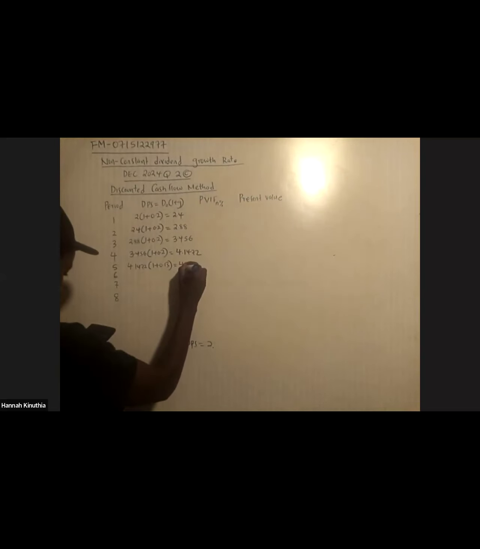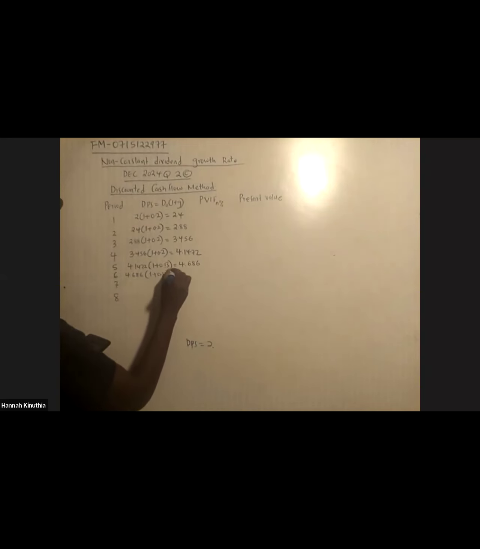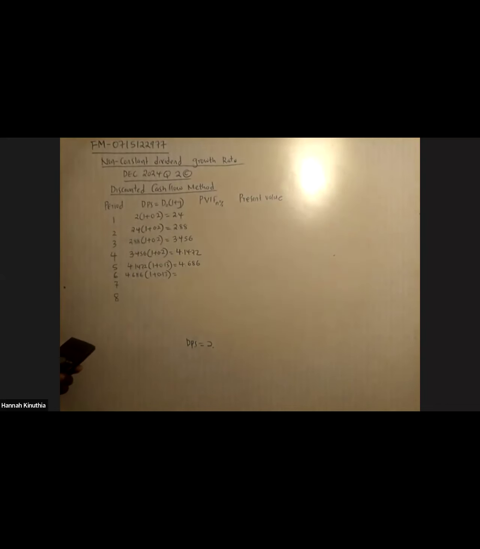Then the last will be 7%. So 4.1472 times 1 plus 0.13. Here we have to round off 4. I think we should round off to at least the 3 decimal place, 4.68686. Let's say about 4.686, 1 plus 0.13. So the answer in brackets, I'm assuming 4.686, times 1 plus 0.13.